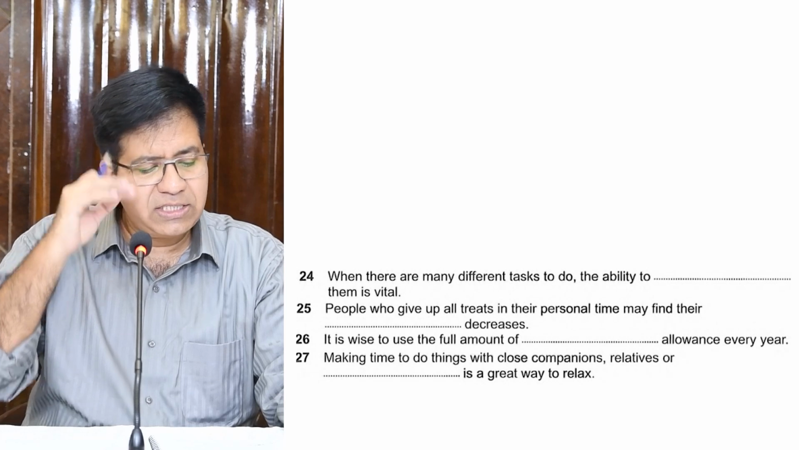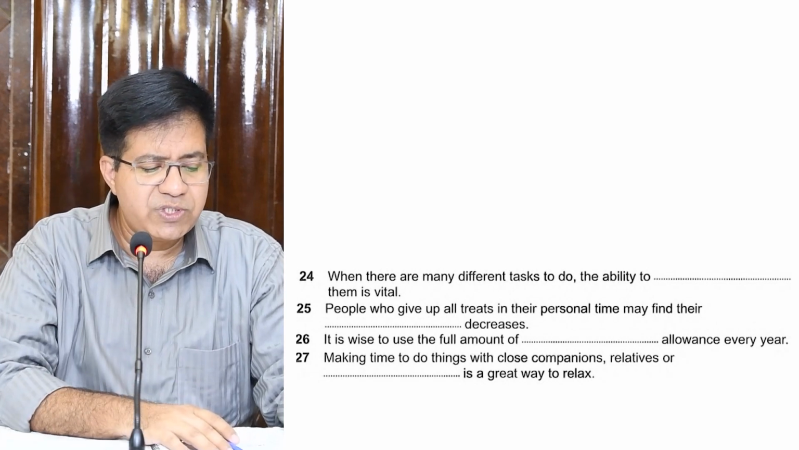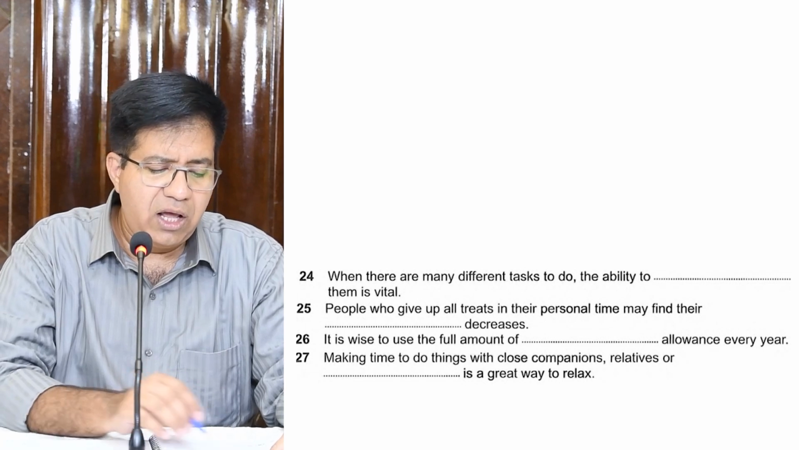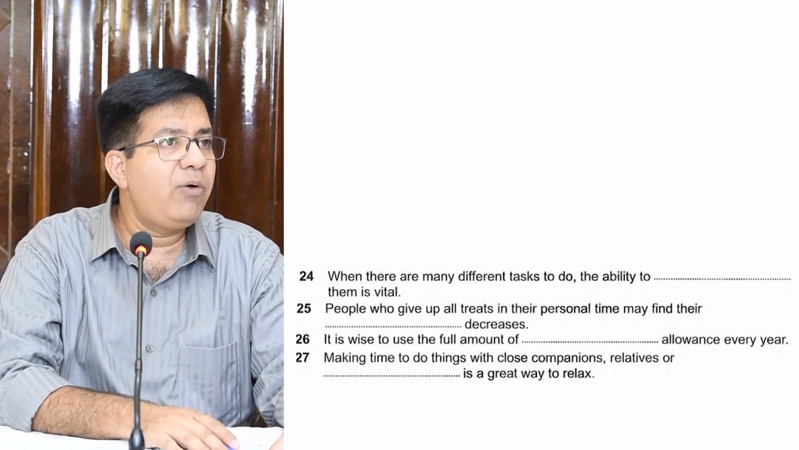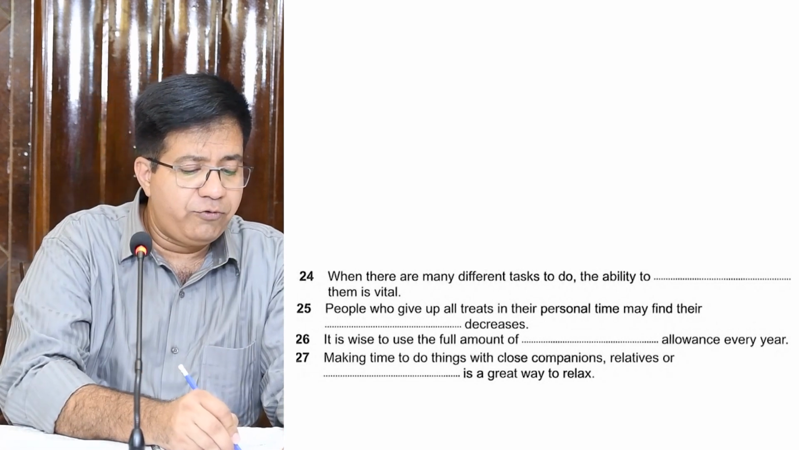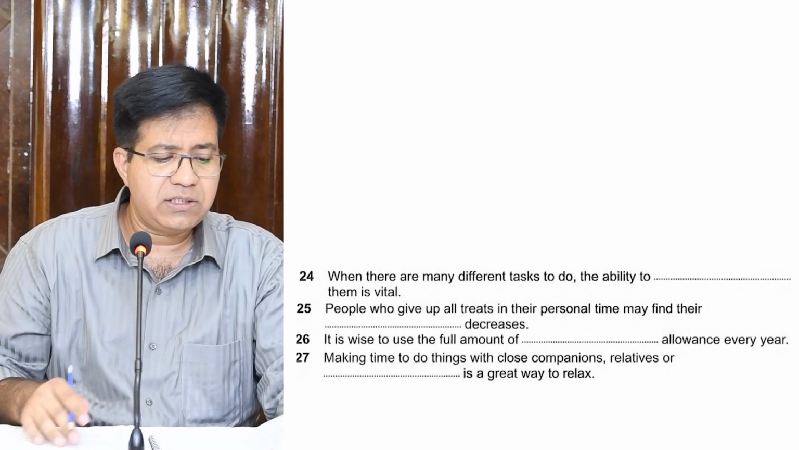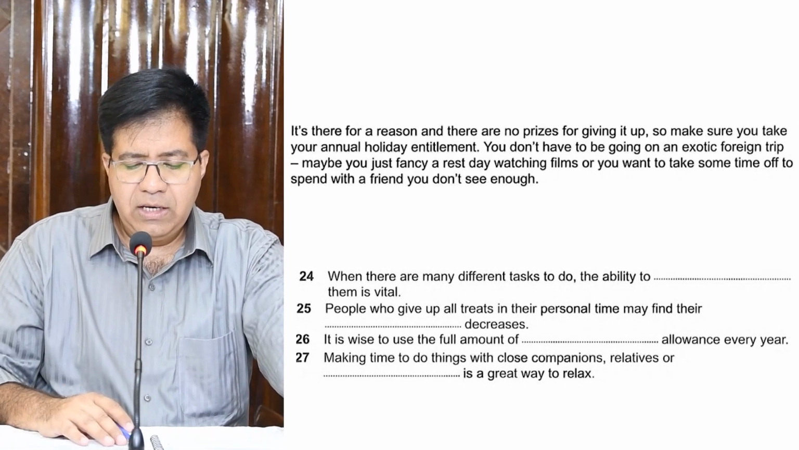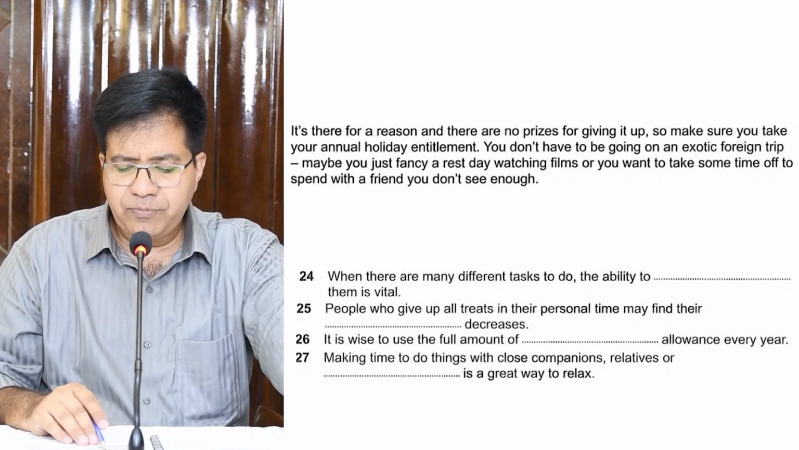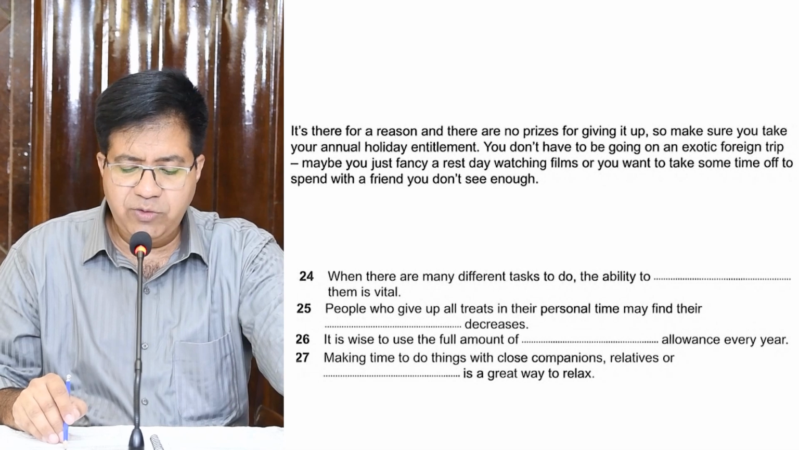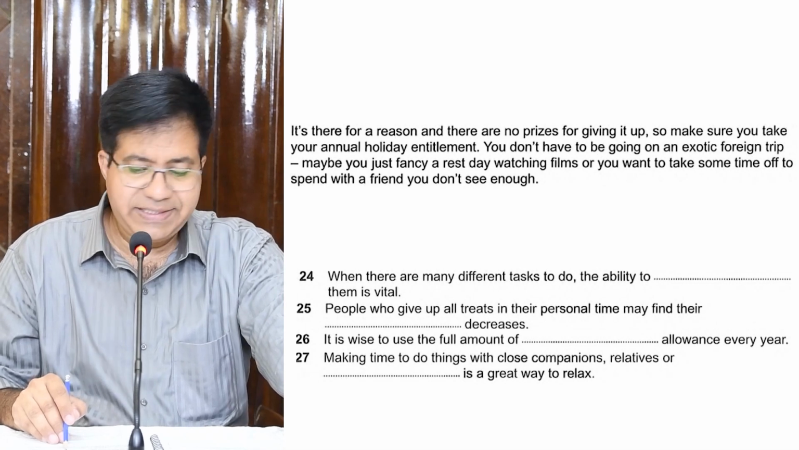Question number 26. It is wise to use the full amount of dash allowance every year. Full amount of dash allowance. Now let's see what allowance and full amount of. Full amount means total, complete. So second last paragraph. It's there for a reason and there are no prizes for giving it up. So what do they mean by it? Let's see, we read on.